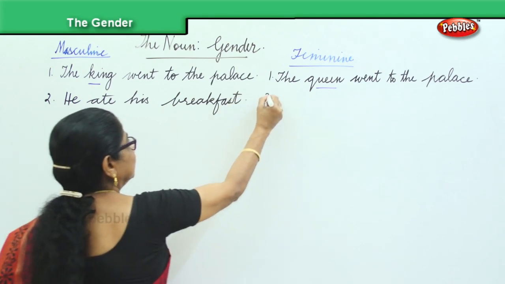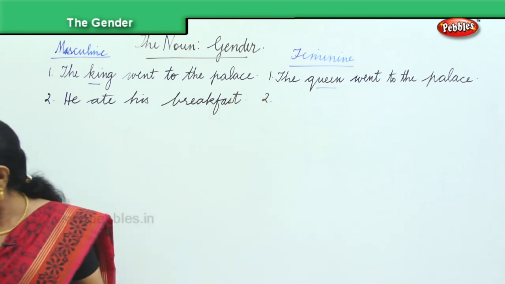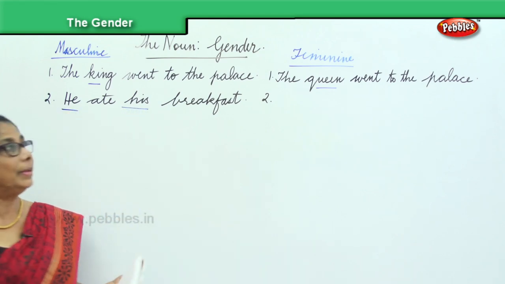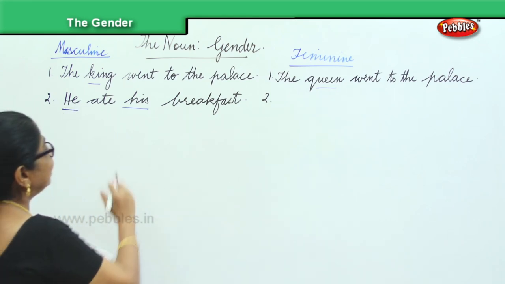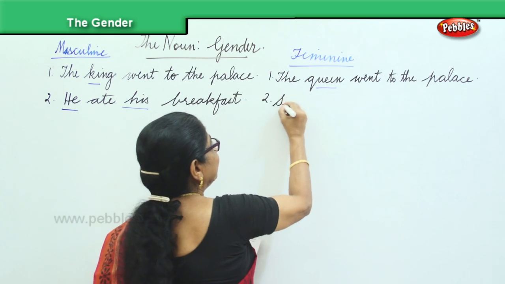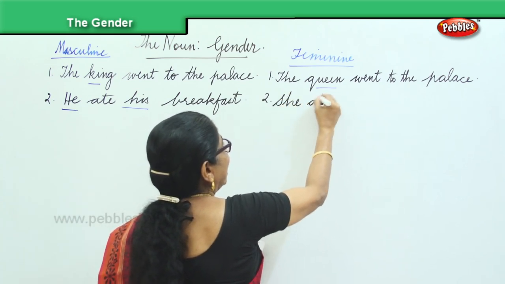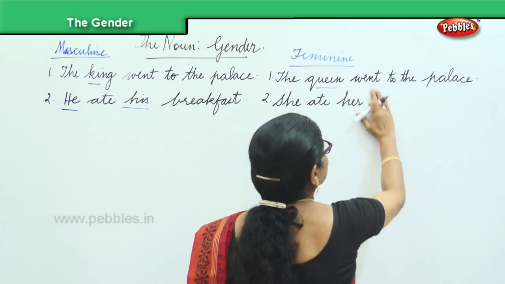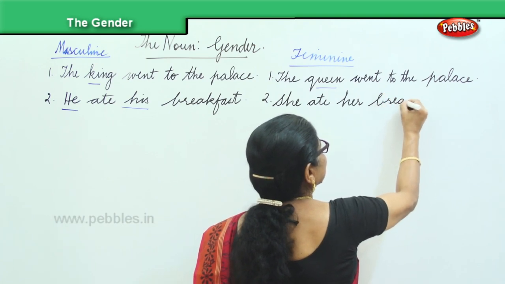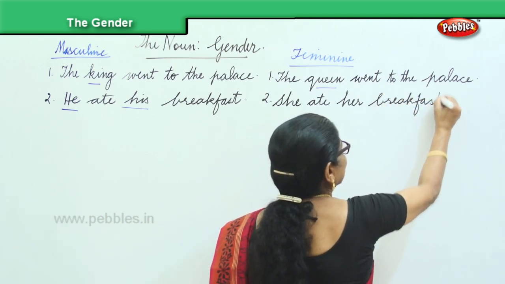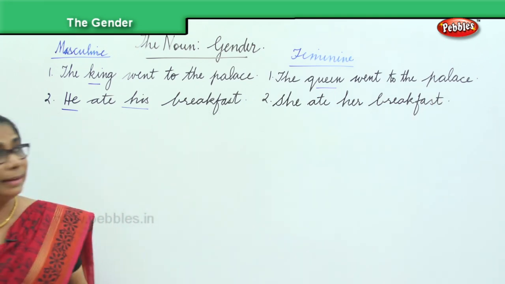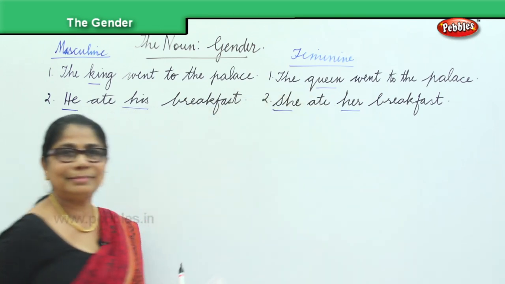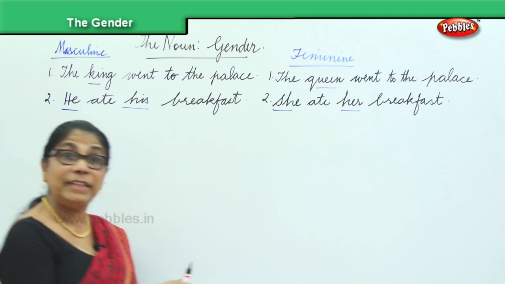Now what are we going to change here? We have to change he, we have to change his to form the feminine. So what will you say? She ate her breakfast. Very good. So what did we change here? She ate. He, she, his, her. Very easy, but you got to be very careful.